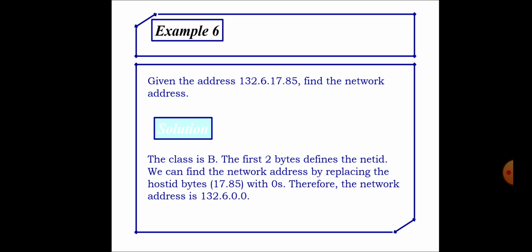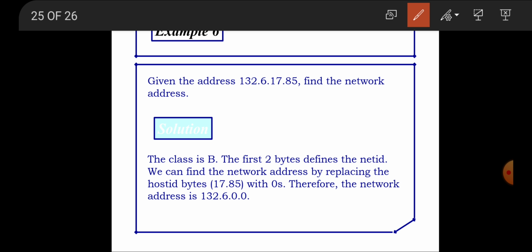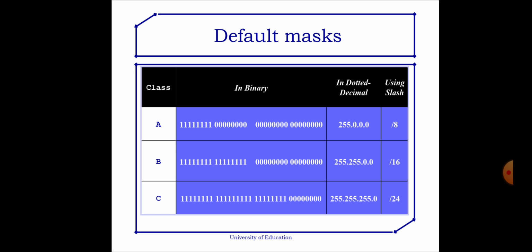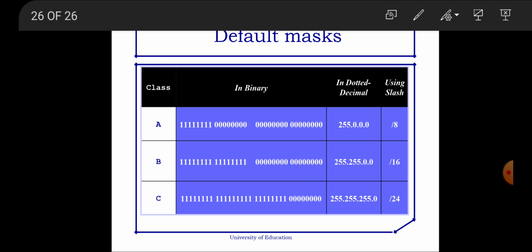Okay. Given another address, find the network address. 132 belongs to class B, right? So 132.16 is the network ID, and 70.85 is the host ID. The default mask in binary, you can see for A, B and C. These are the default masks.